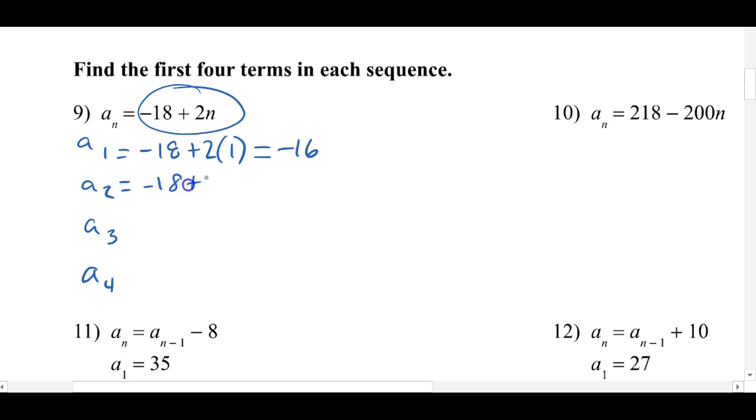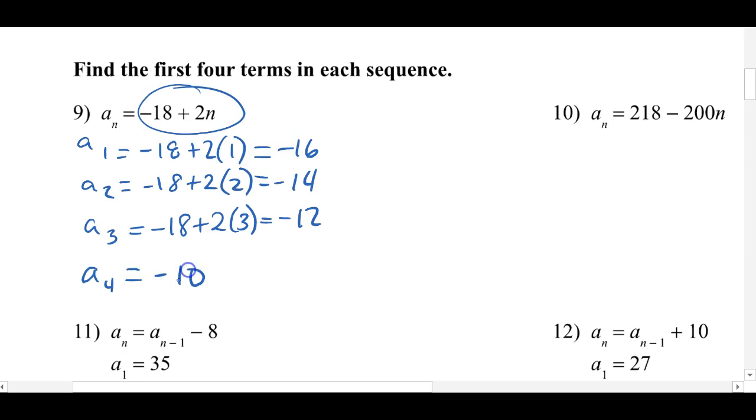So -18 plus 2 times 2, because I'm looking for the second term. So now it's going to be -18 plus 2 times 2, which is 4. That gives us -14. And then -18 plus 2 times 3. So that's going to be -12. And if you notice, it's increasing by 2. And the reason is because the rate of change, or the difference, is 2. So then I don't really have to calculate the next number. I know the next number is going to be 10.